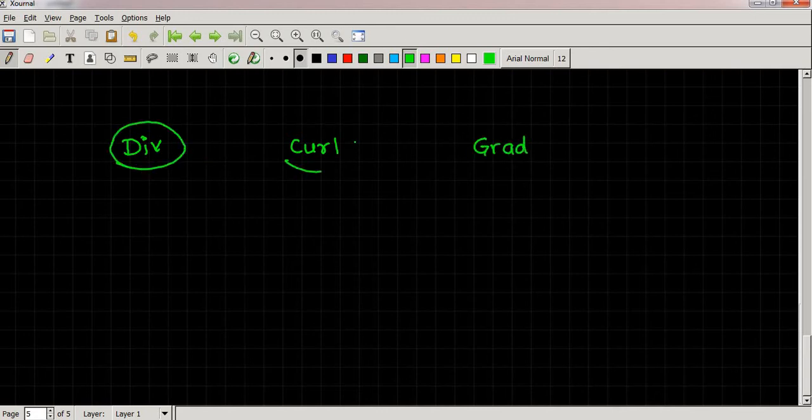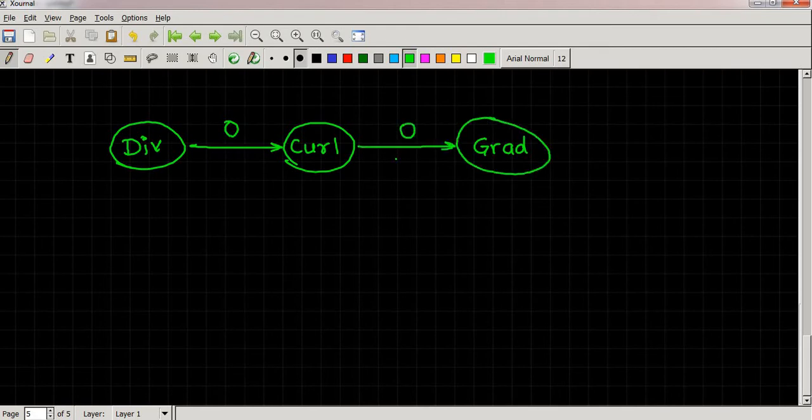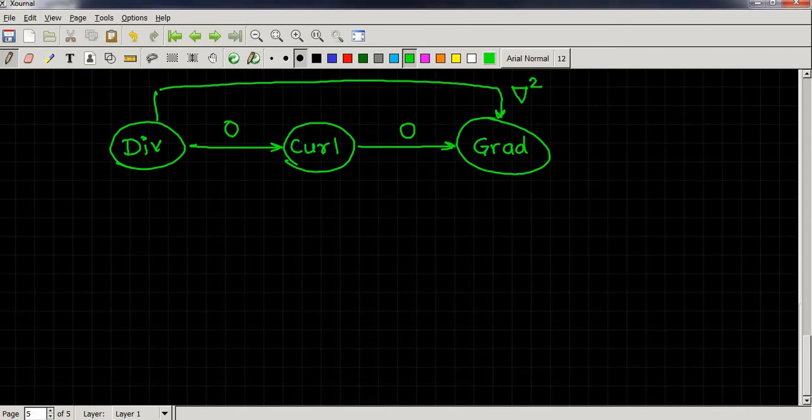So divergence of curl, if you operate divergence on curl, we get 0. Curl of gradient is equal to 0. Then we have applied divergence of gradient. This value is equal to del square. So here in this case, function is important. We have operated divergence on gradient and gradient takes scalar function. So this will be Laplace equation of scalar function phi.